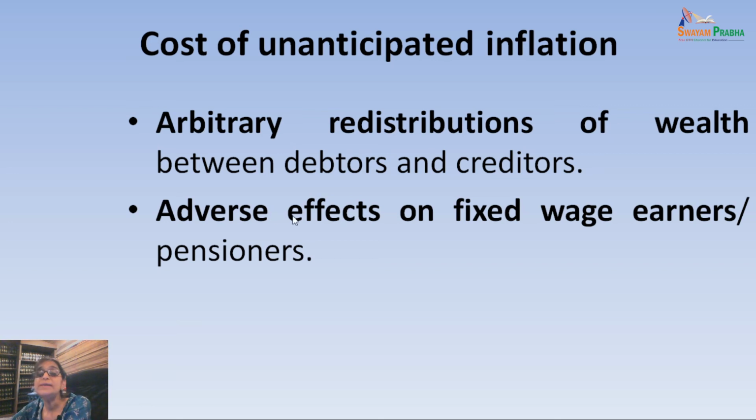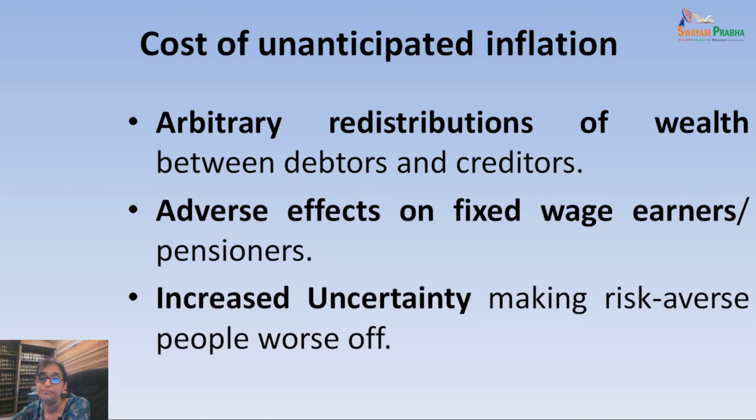Then there is also an adverse effect on the people who are earning fixed wages or pensioners, because their wages do not change; their wages are fixed, keeping the anticipated rate of inflation in mind. Now, if there is an unexpectedly high rate of inflation, people who are earning a fixed amount of money, people who are drawing pensions, their pensions or their fixed wage will not change with respect to the unanticipated inflation. So in real terms, these people will be adversely affected because of this unanticipated inflation.